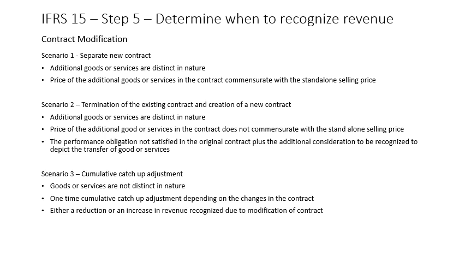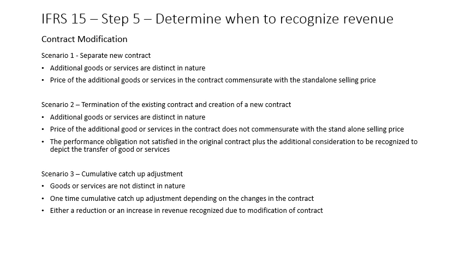Scenario 2, where the existing contract is terminated and a new contract is created. As per the modification, if the additional goods or services are distinct in nature, however, the price offered for these additional goods or services does not commensurate with the standalone selling price, then it would result in cancellation of the existing contract and creation of a new contract. The remaining performance obligations are to be recognized as revenue as per the original contract and the additional consideration under the contract modification would be recognized over the contract term, which faithfully depicts the transfer of goods or services.